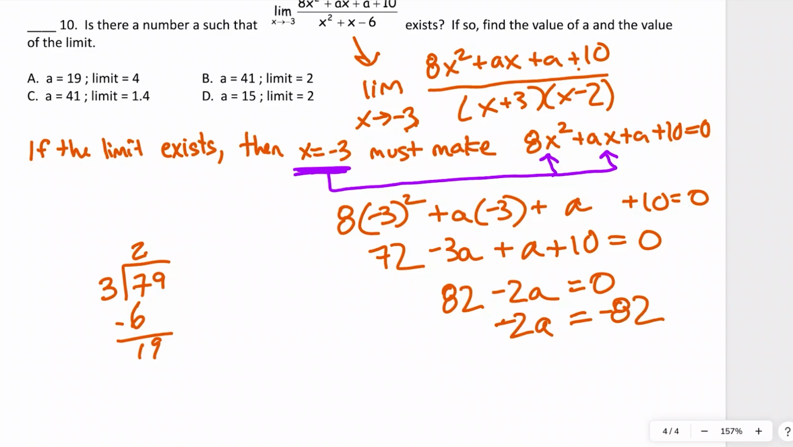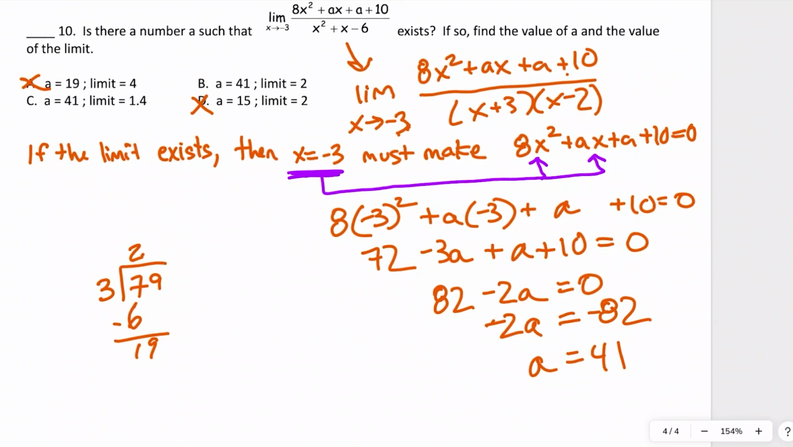Okay, we're going to subtract 82 on both sides, and then divide both sides by negative 2, and we get 41. Okay, there we go. It's a good thing this one's a multiple choice, because it can guide you. If I'm halfway through and I can see that I'm not getting any of those answer choices, then odds are I made an error somewhere, which in this case I did. Okay, well, we got a is 41. So we can go ahead and eliminate A and D here. But now that we know a is 41, now we can start to evaluate the limit.